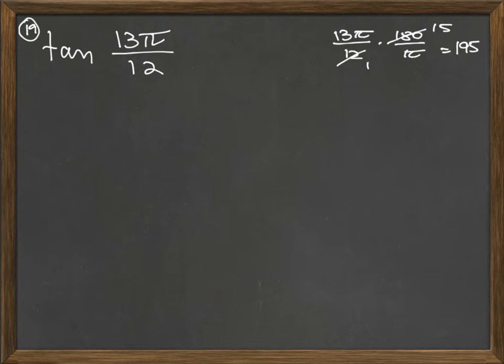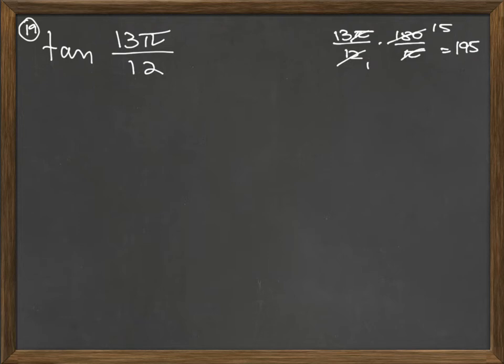I have a question. Wouldn't it have been 12 times 15? Because wouldn't the pi's cancel out? Yeah, the pi's cancel out. Oh, sorry. No, okay. That's right, yeah.